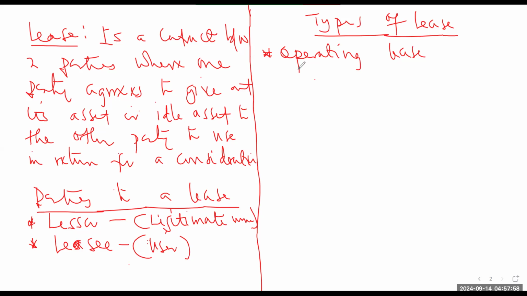But what makes it an operating lease? For an operating lease, mostly you will not have an option to purchase. There can also be an option to purchase, but mostly there is no option to purchase. Okay, what differentiates the operating lease from the finance lease is the issue of risks and maintenance.